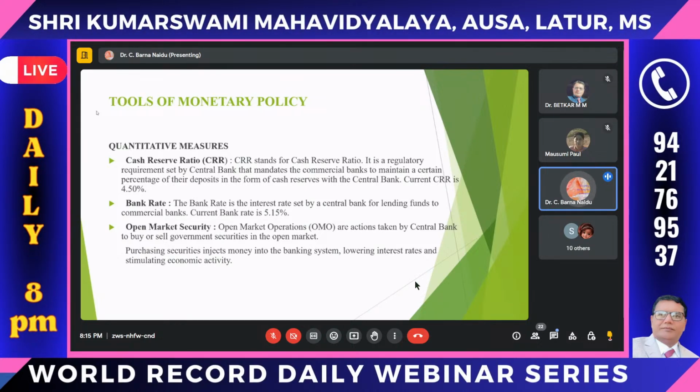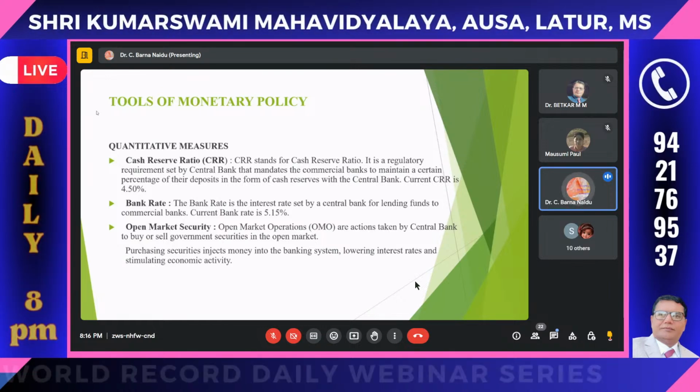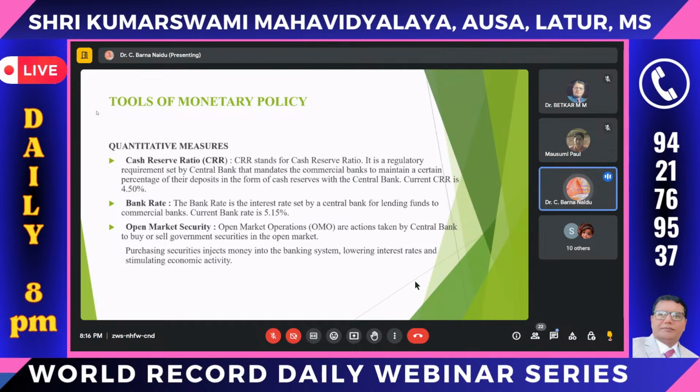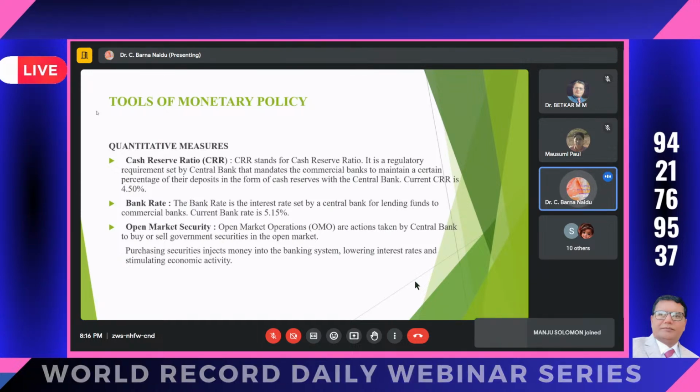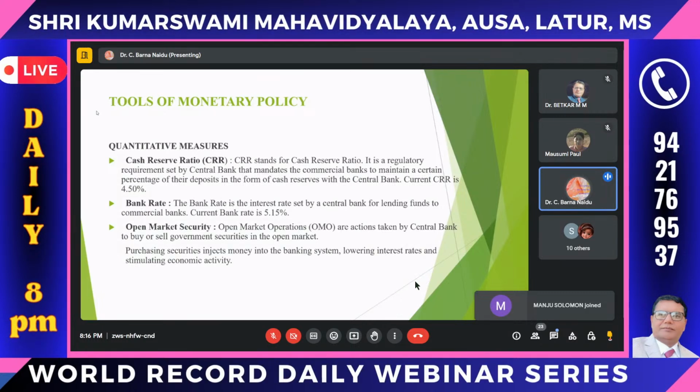Now, to handle this entire monetary policy, there are some tools, some instruments which are in the hands of the RBI, which it implements through the commercial banks. Or there are certain instruments which RBI directly implements on the commercial banks. So first and foremost, we'll be seeing the quantitative measures which are applied to the various commercial banks.